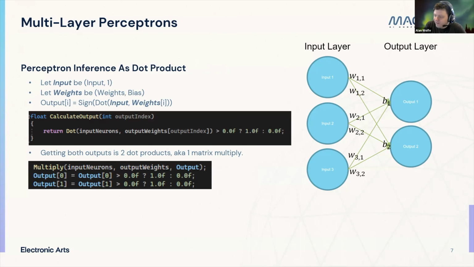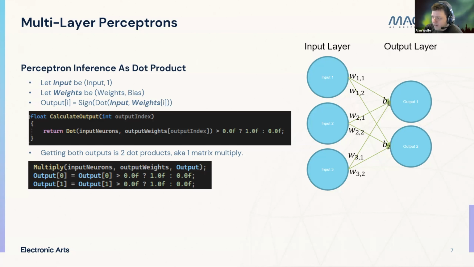But as simple as that is, we could actually simplify it a bit more. If we take the input vector and add a 1 to the end, and then we take the weights vector for each neuron and add a bias to it, we can actually just get the output by doing a dot product and then having the activation function be done on that. So you can see that in the first chunk of code on the left.